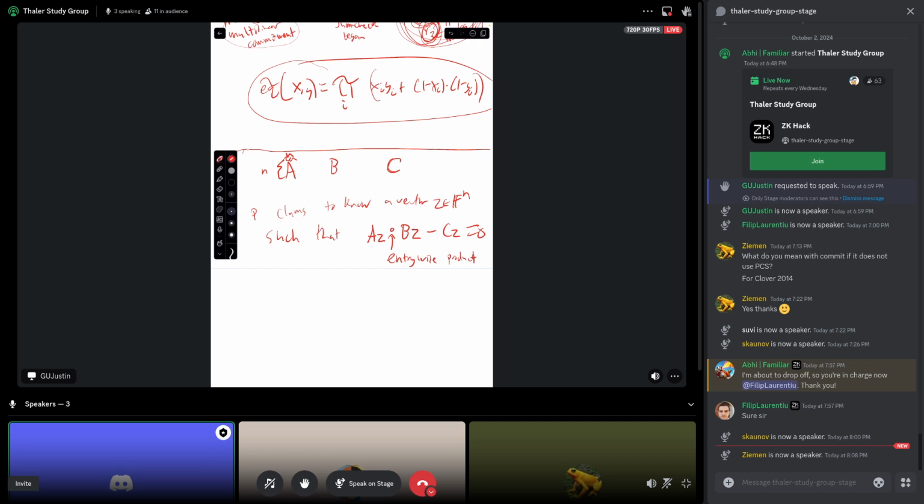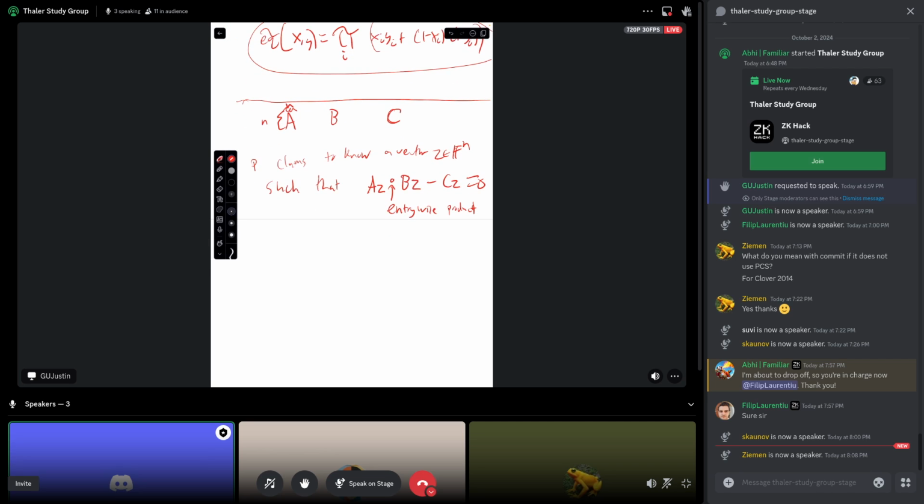Okay, and if you don't like matrix notation, then I can write the constraints equivalently as follows. Let little a equal a times z, little b equals b times z, and little c equals c times z. Then these constraints are equivalent to for all i equals 1 to n, little ai times little bi equals little ci.